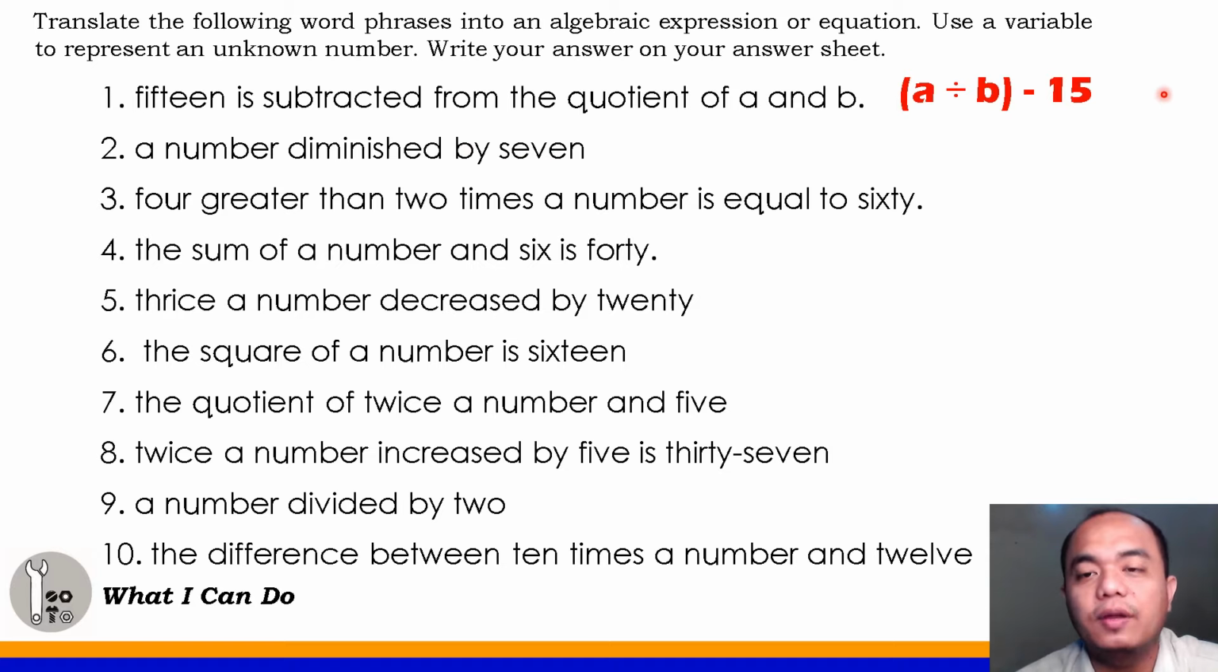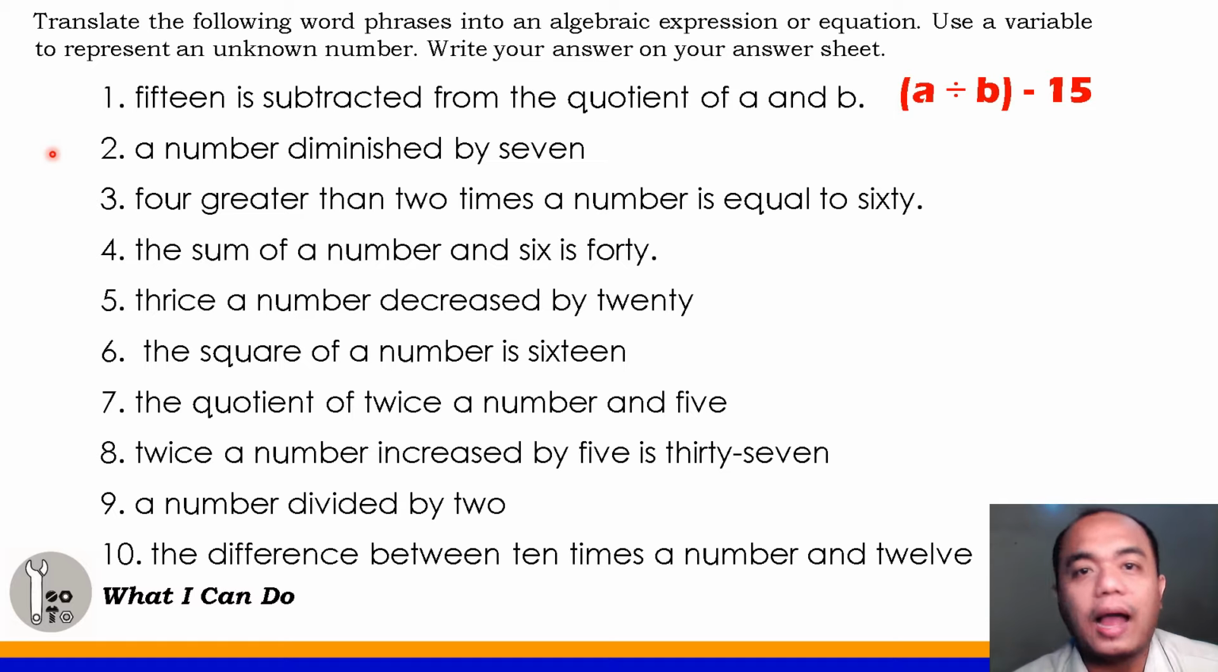And this is an example of an expression. So we use A and B to represent our variables. Number 2, a number diminished by 7. Again, you can use any letter. If the symbol or the variable or the letter is not given in the word phrase, you can use any letters in the alphabet to represent the unknown number.